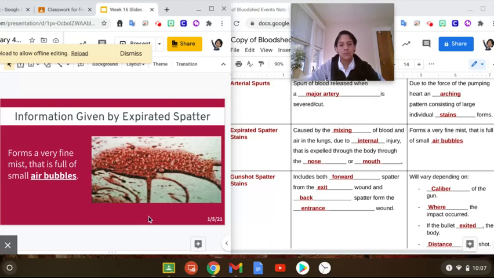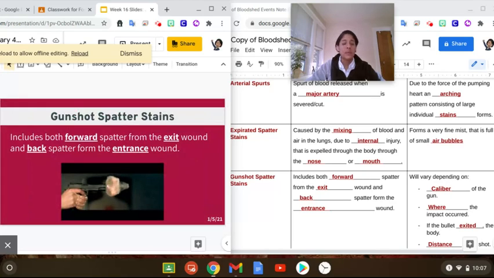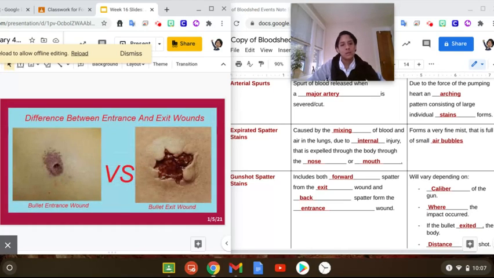And then lastly, we will talk briefly again about gunshot wounds. This includes the blood that goes both forward, spatter from the exit wound, and back spatter from the entrance wound. Here's the difference between the bullet entrance wound and the bullet exit wound. You can see this one's nice and clean. This one has ripped the skin.